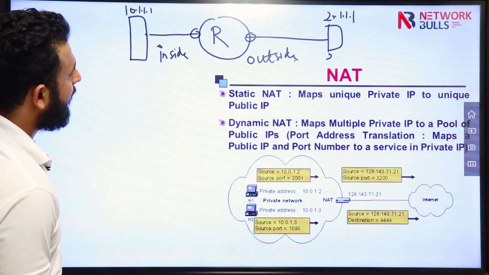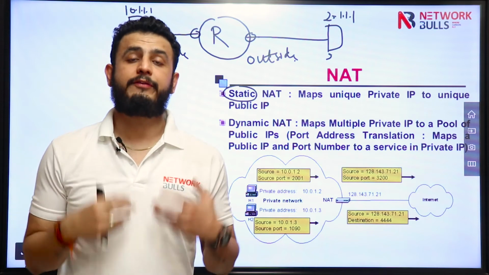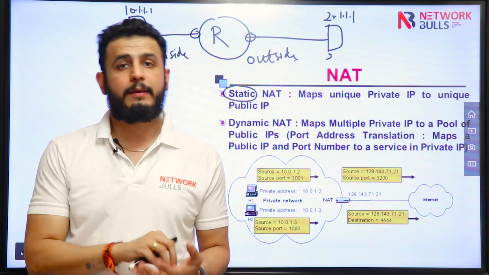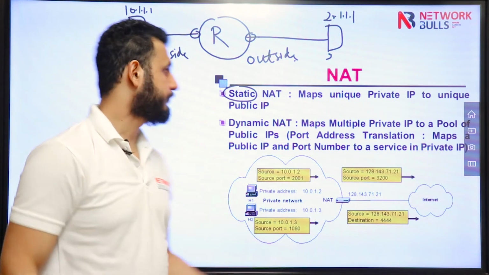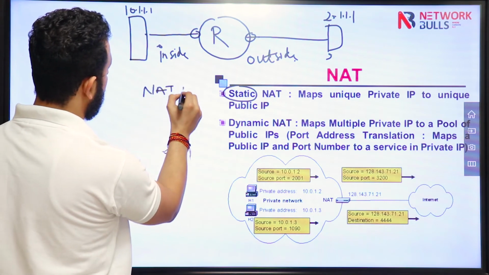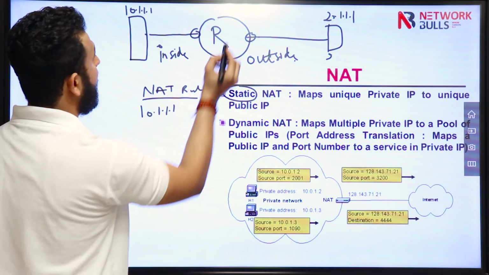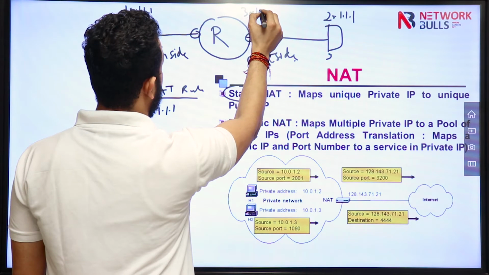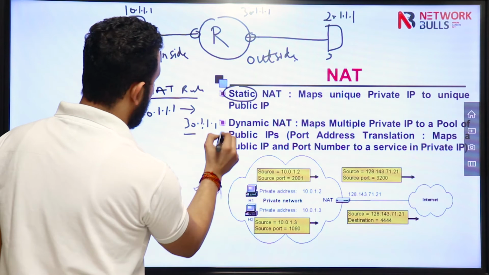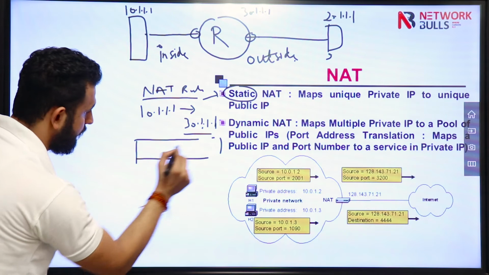Now we will configure a NAT rule, but the NAT rule will be static. What do you mean by static? As soon as you create the NAT rule, the same NAT rule entry will be created in the translation table also. Let's say I am configuring a NAT rule: translate 10.1.1.1 into a public IP. Let's say the public IP is 30.1.1.1. So what will the router do if we are configuring static NAT? The router will create this same entry in the translation table also.